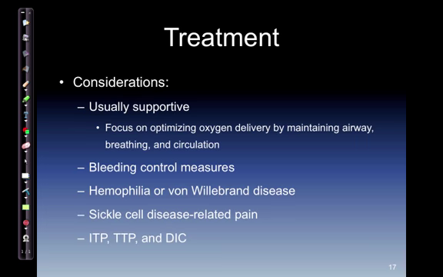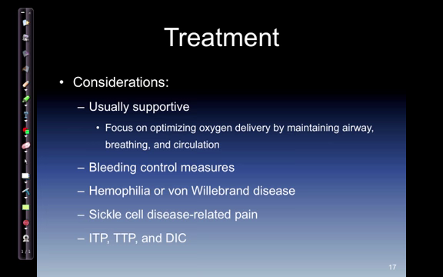In treatment, considerations are usually supportive, focusing on optimizing oxygen and delivering by maintaining airway, breathing, and circulatory measures, and then any bleeding control measures that may be indicated. Hemophilia or von Willebrand's disease, often the patient is treated either with cryoprecipitate or fresh frozen plasma. Sickle cell disease related pain, treat with oxygen, fluids, and analgesia.